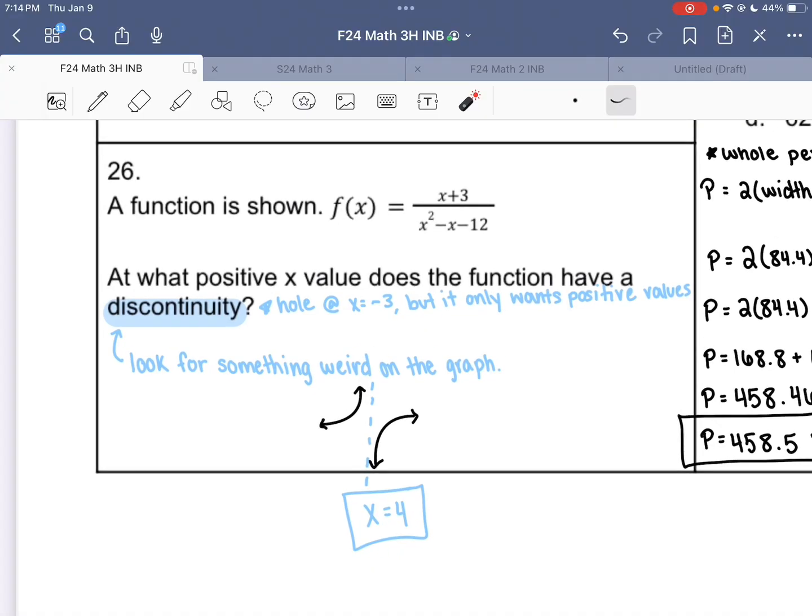Remember, discontinuities are something weird on the graph. So this graph has two discontinuities. It has a hole where there is a missing value, and then it has a vertical asymptote. That's what I sketched out here. The reason why the answer is where the vertical asymptote is because it specifically says positive x value. The hole is at x equals -3. If you're not super comfortable with looking at the graph to find discontinuities, you can always do this by hand, which isn't that bad.